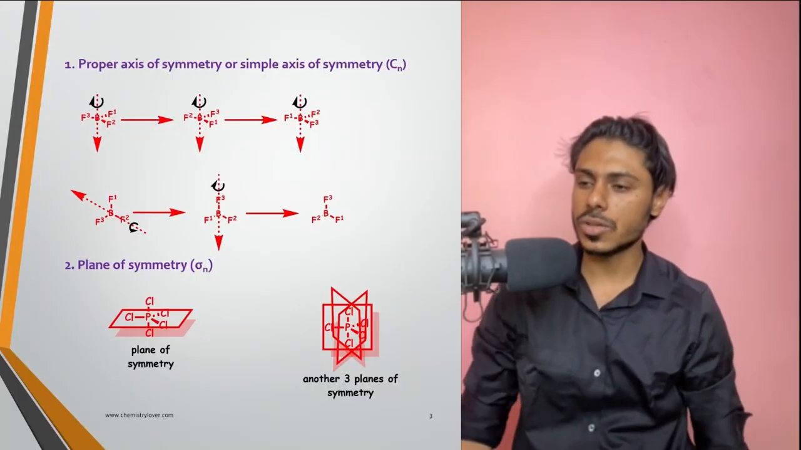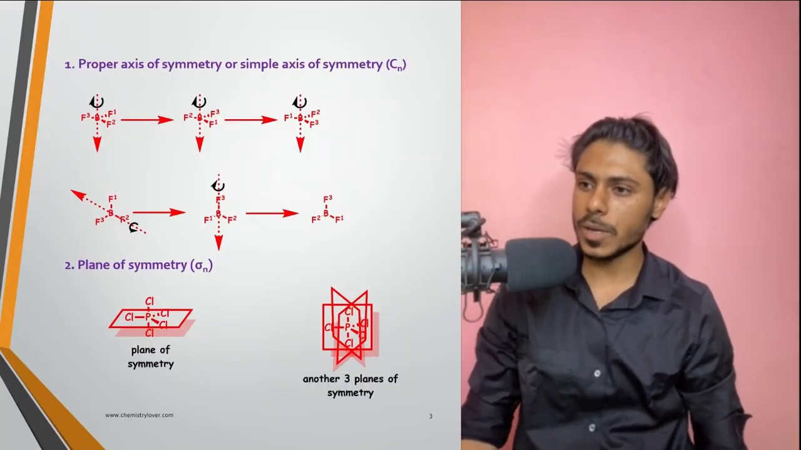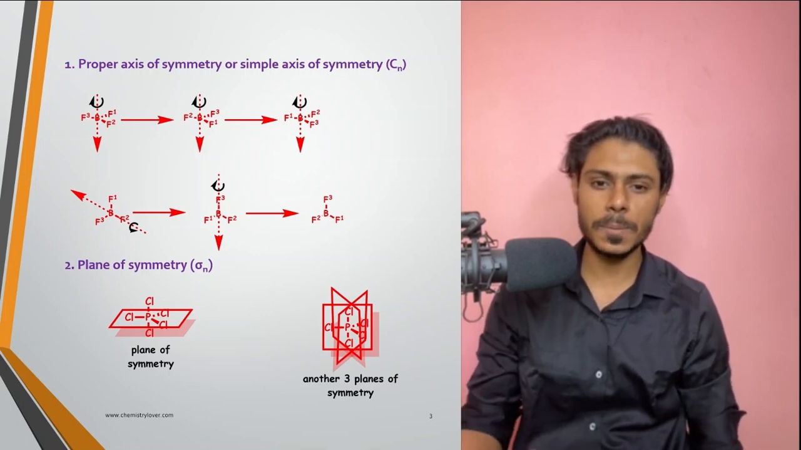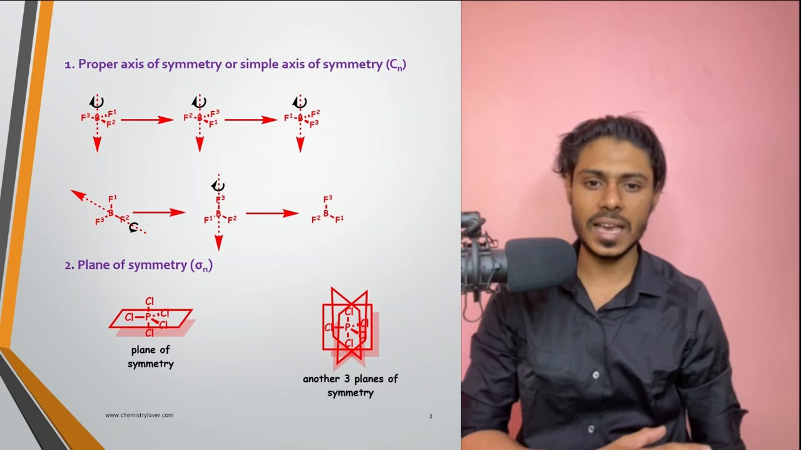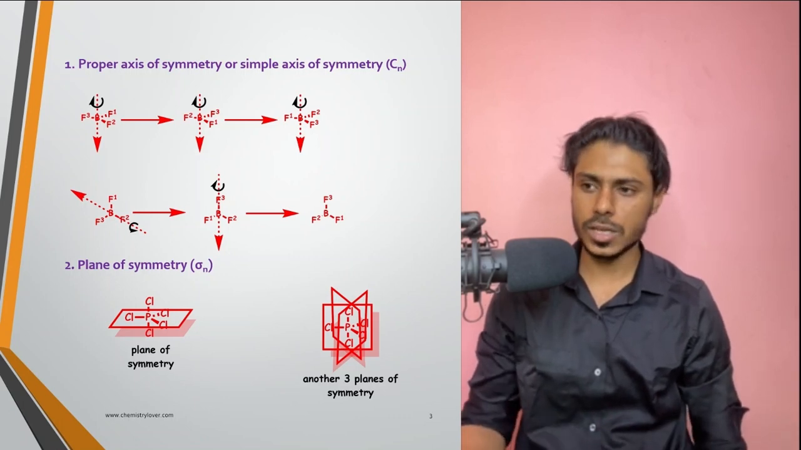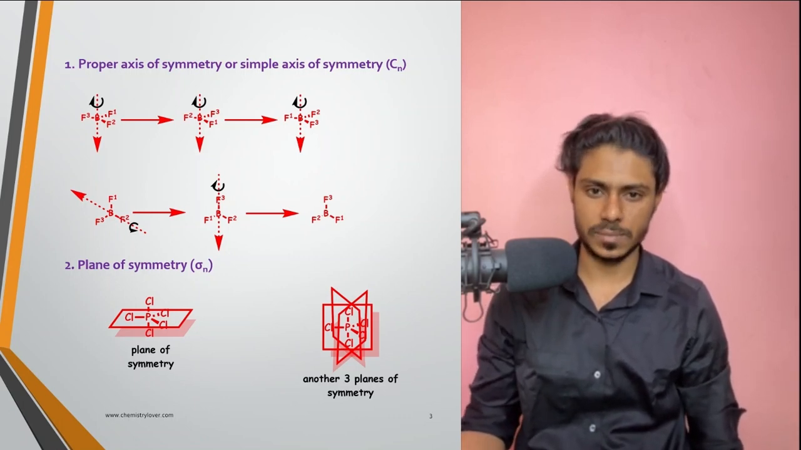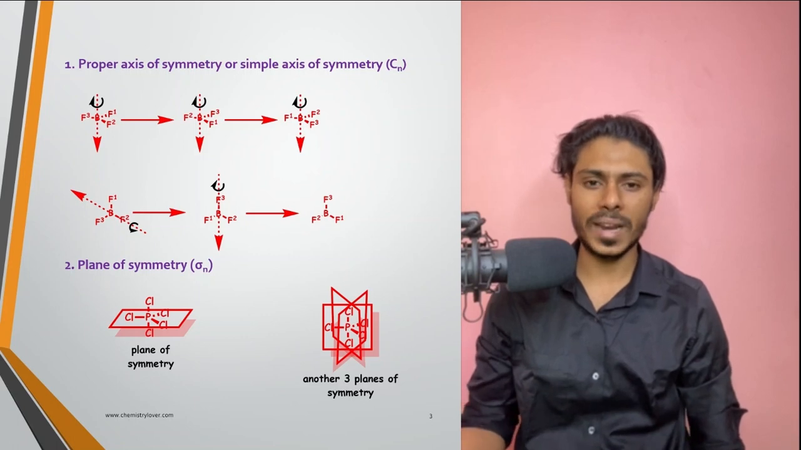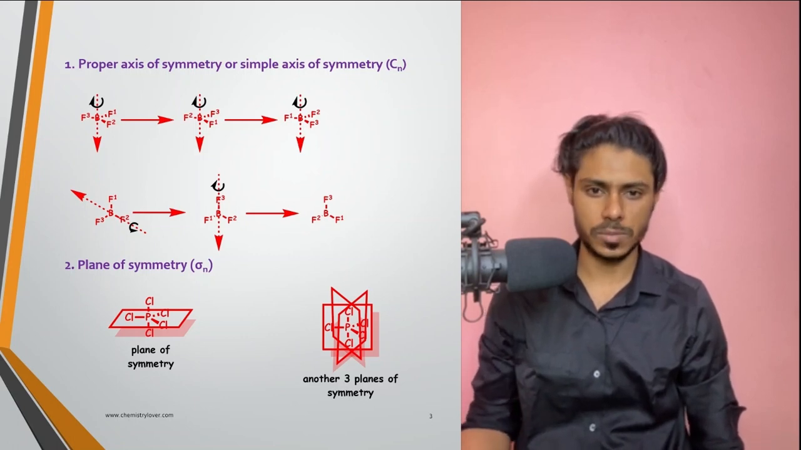That is also shown in the slide, you can see. The BF3 molecule can be rotated by 120 degrees and we get the same arrangement. Basically three different arrangements are possible, but they are indistinguishable, right? So we call it C3 axis. This is called proper axis of symmetry or principal axis of symmetry.